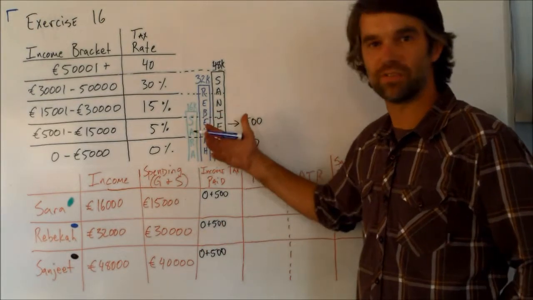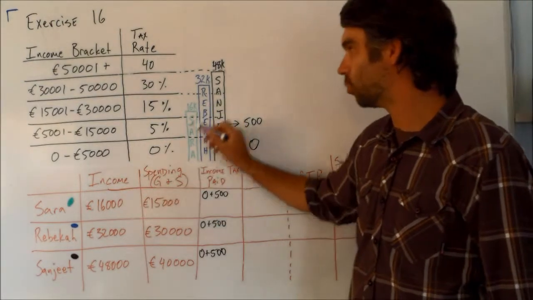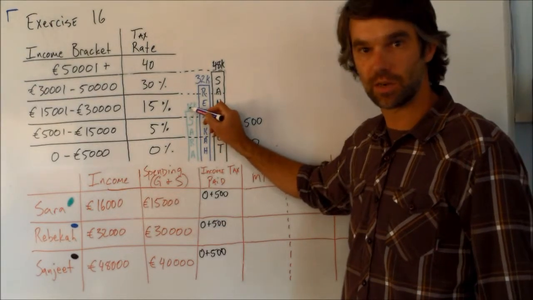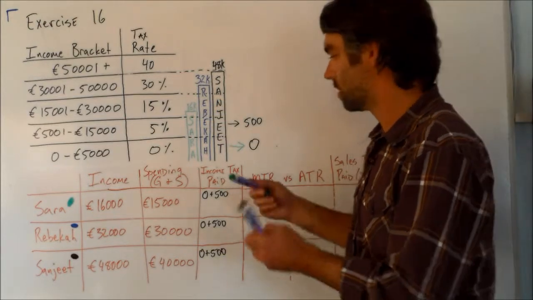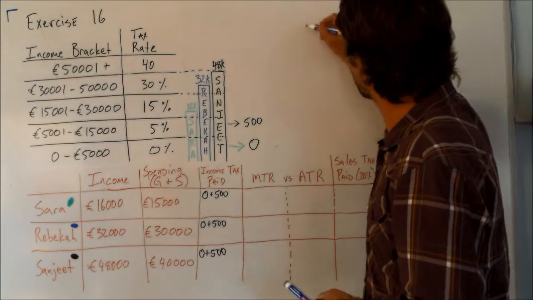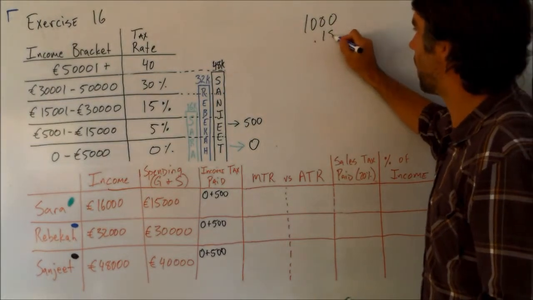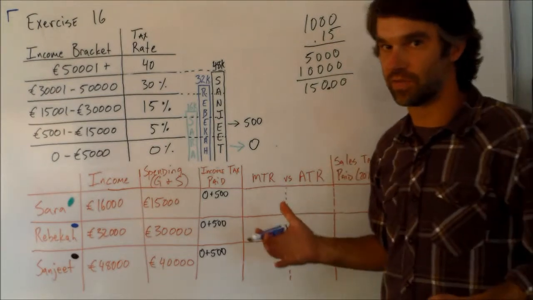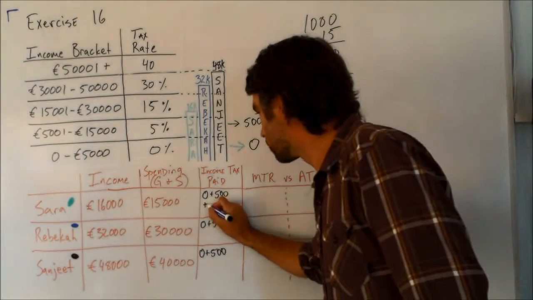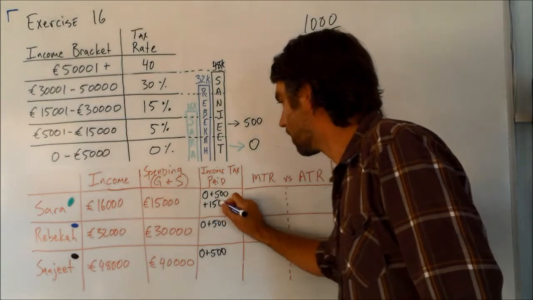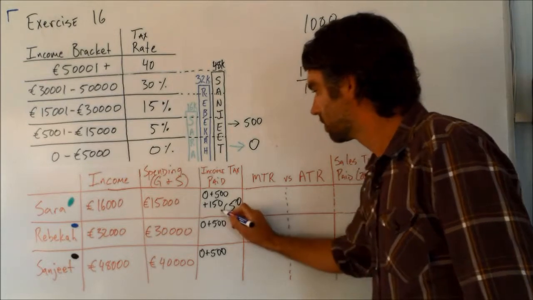Okay, now we get a little bit of variation. For Sarah, she only has 1,000 that gets into this third bracket that gets taxed at 15%. Okay, so she's going to be 1,000 times 0.15, so it's going to be 150. Okay, so she's 0 plus 500 plus 150, so her grand total is 650.